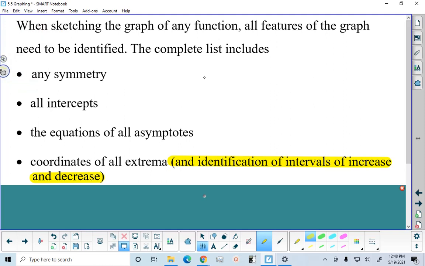Because, I'm just going to turn my phone off, because it allows you to know when you're sketching it whether you should be drawing uphill or downhill.